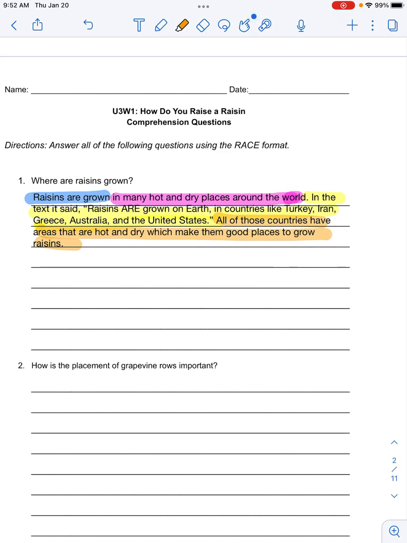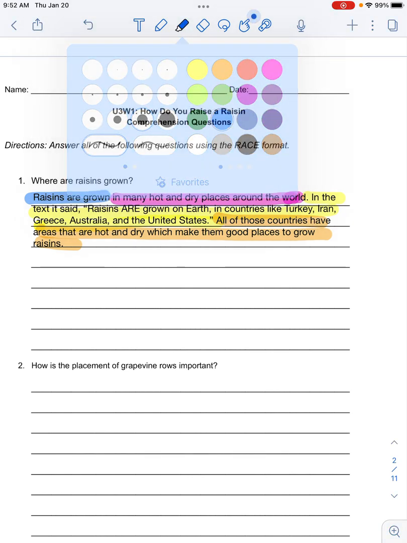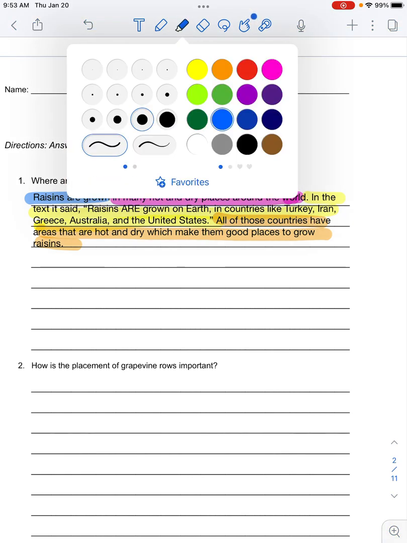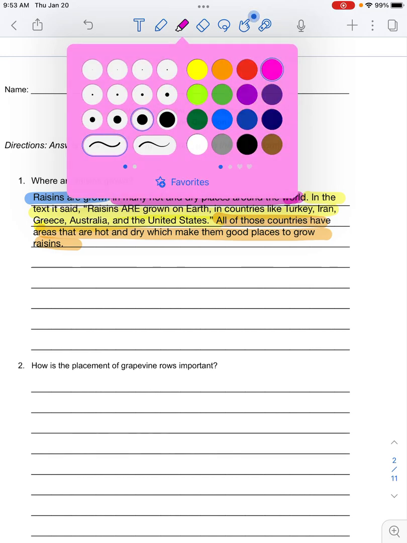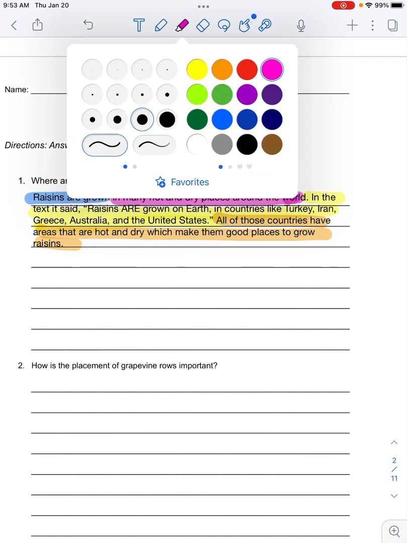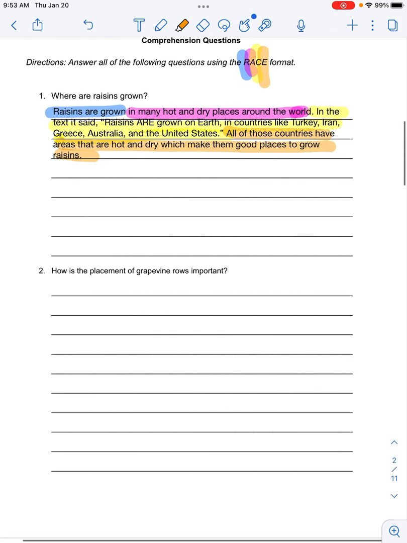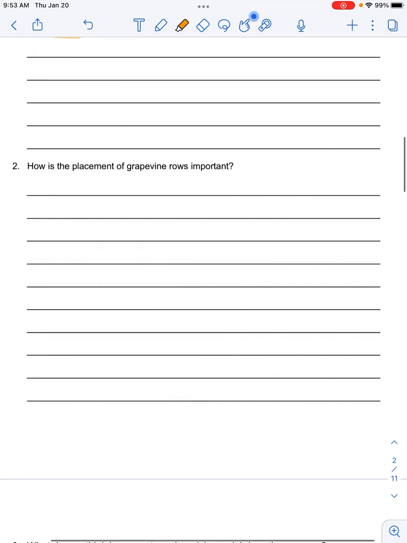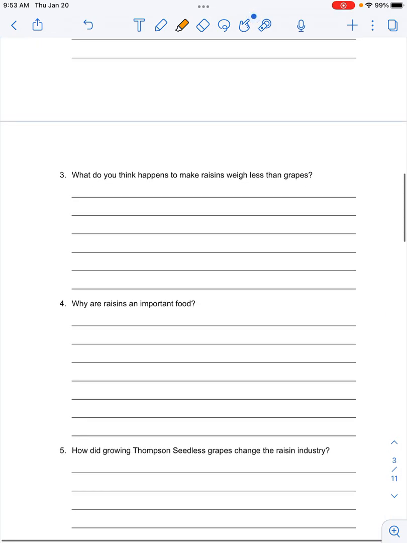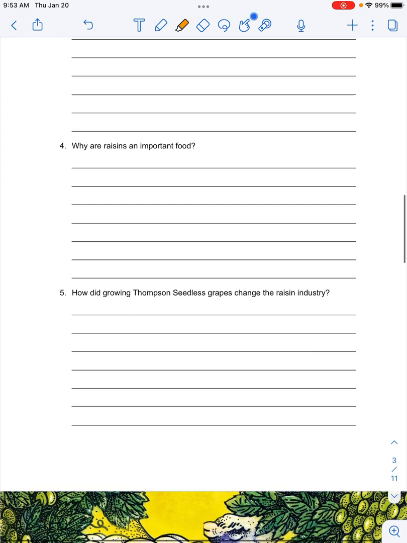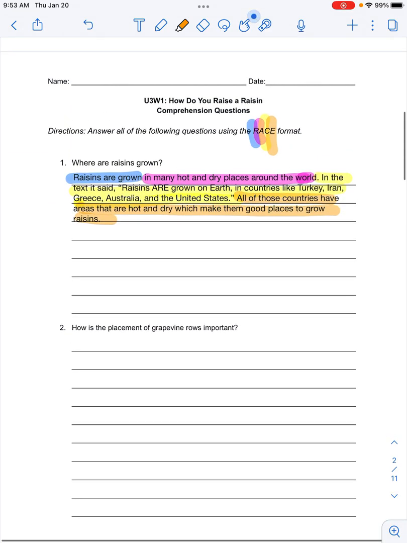Notice that I've color-coded it to make sure I have all the parts. Blue was R, pink was A, yellow was C, and orange was E. It doesn't matter which colors you choose for each letter, but you could do this too as you're typing to make sure that you have all the parts. You're going to need to do 2, you're going to need to do 3, 4, and 5. All of them need to be RACE.